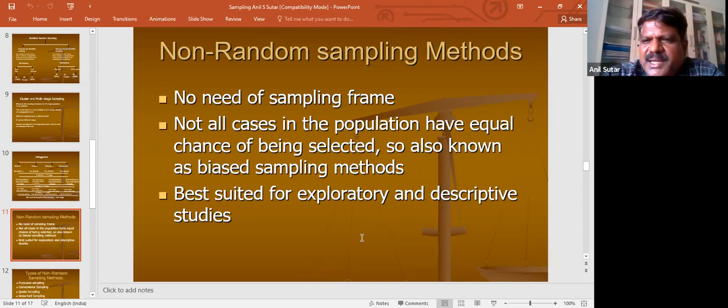And in research, there are two important considerations, for instance, external validity and internal validity. And the random sampling methods are quite suitable for ensuring external validity, that is generalization, estimation, testing your study results beyond the research setting. That is the case of external validity. But there is also an important objective in research, that is internal validity. So if your concern is internal validity, then non-random sampling methods are most appropriate.